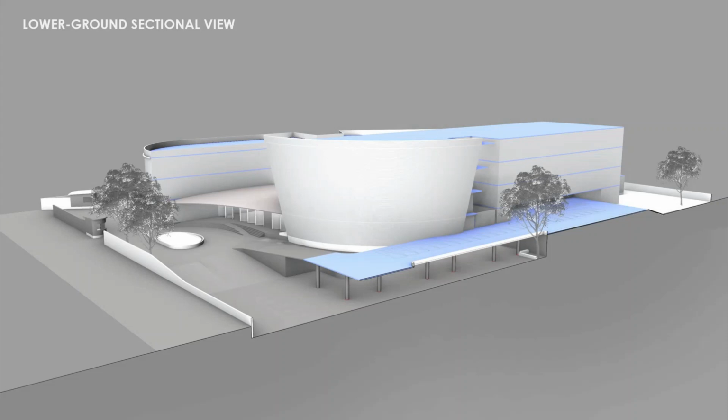Over here, we can understand the different slopes of the site, where firstly a ramp goes down 1.5 meters to the lower ground floor, and also there's a ramp going to the 2.5-meter level to the upper ground floor.